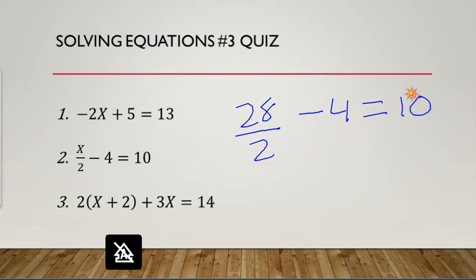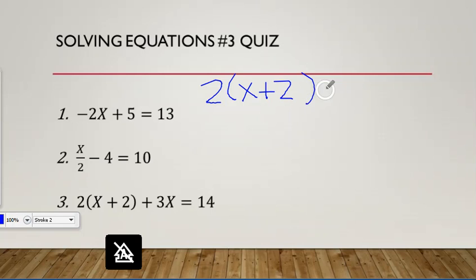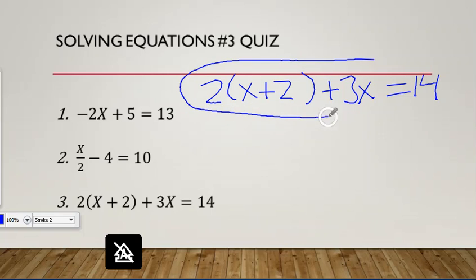So remember, when you are done solving the equation, always make sure that the solution you got does give you a true statement. Okay, let's look at the last one really quick. 2 times x plus 2 plus 3x equals 14. Remember, whenever we're solving an equation, if there's something that needs to be simplified, we take care of that first.